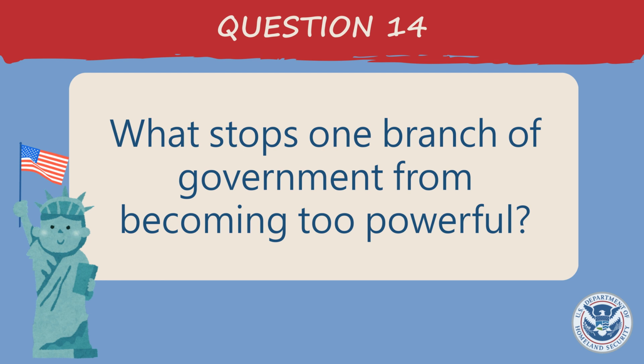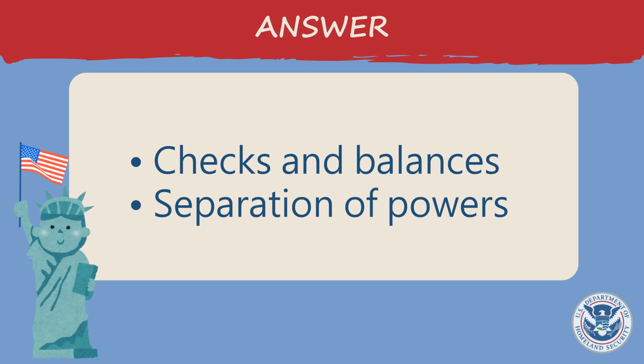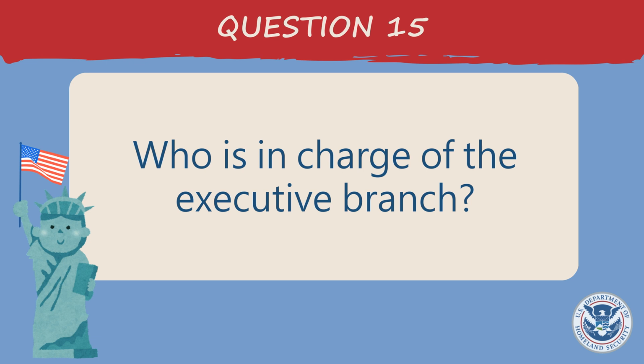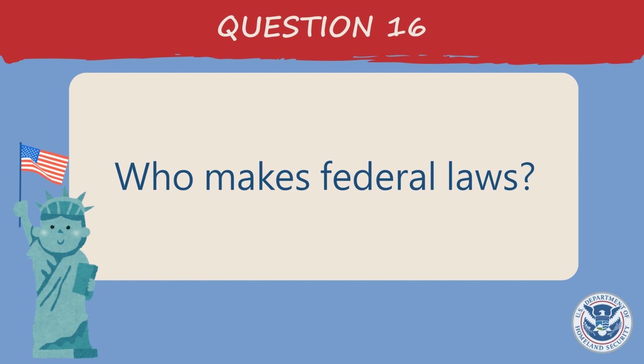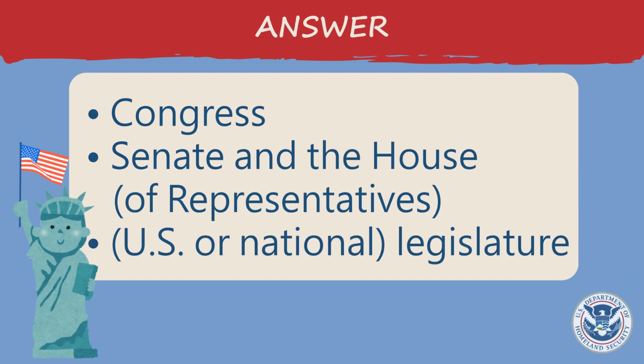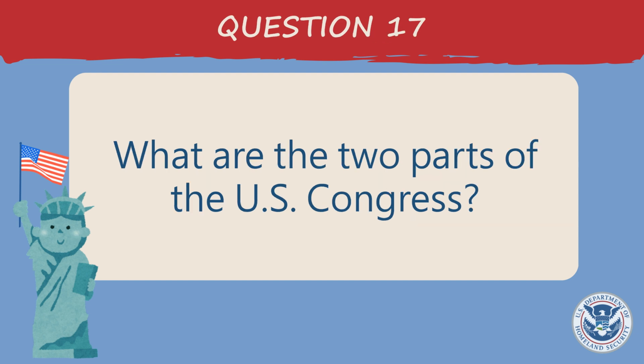What stops one branch of government from becoming too powerful? Checks and balances, separation of powers. Who is in charge of the executive branch? The president. Who makes federal laws? Congress, Senate and House of Representatives, U.S. or national legislature. What are the two parts of the U.S. Congress?